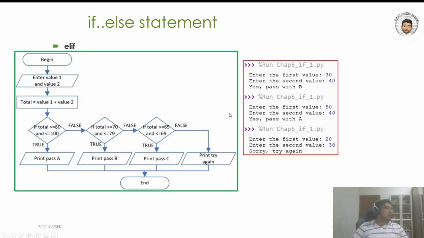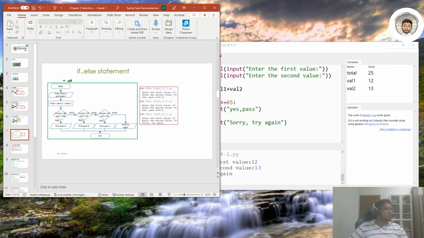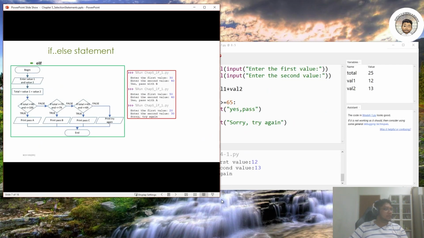For an example of a code here, it prints A, B, C. Here you see that we begin, enter value 1 and value 2. Total is value 1 plus value 2. If total is more than 80 and less than 100, it becomes A. If total is more than 70 and less than or equal to 79, it becomes B, and next C, and then fail. So let's try and do this code here.